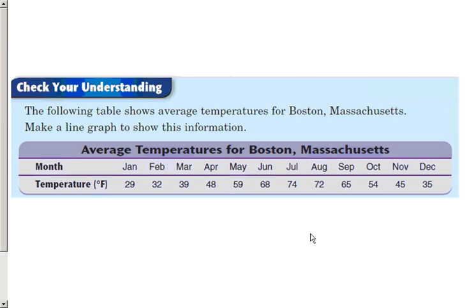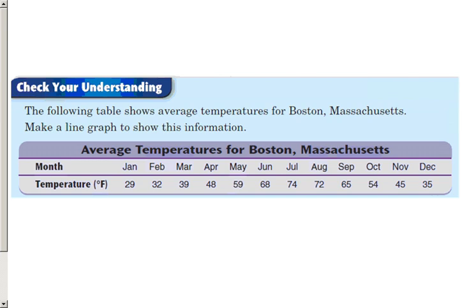The second graph that you'll be creating, and again checking for your understanding, is a temperature graph similar to the one we looked at. This is for Boston, Massachusetts. You're going to make a line graph and you're going to show this information. So again, your horizontal axis will represent the months of the year. And just like in the earlier graph, you can use the abbreviation, just the first letter. And then the vertical axis will represent the temperatures.